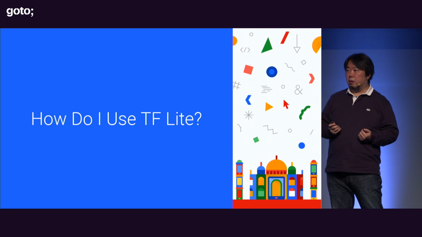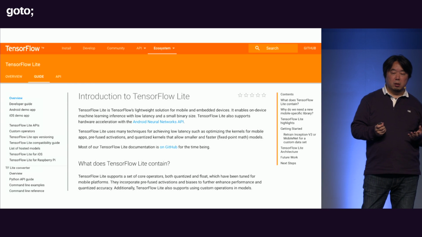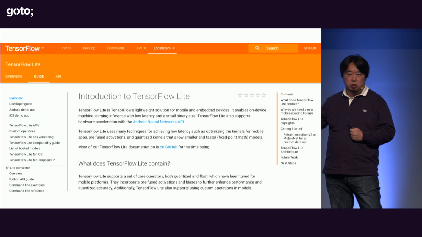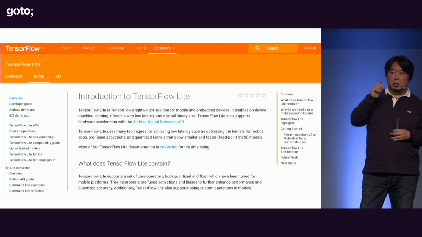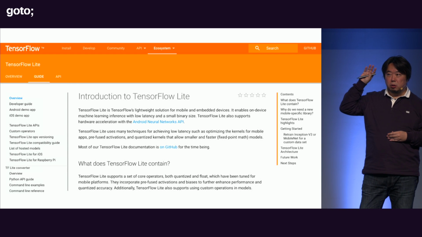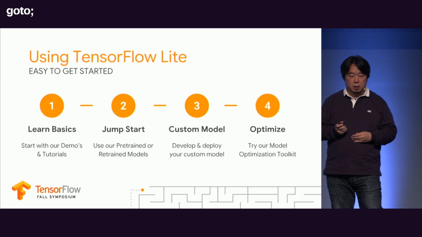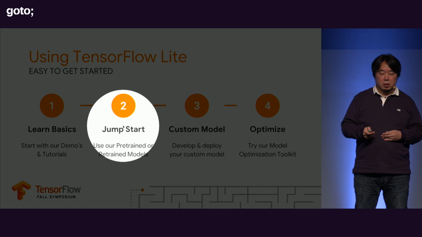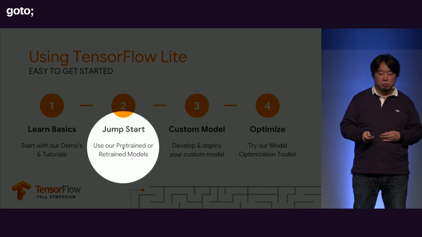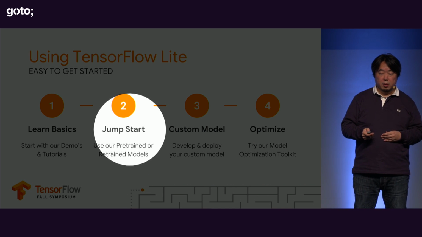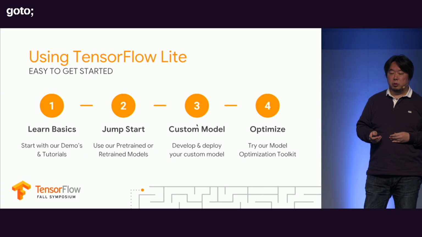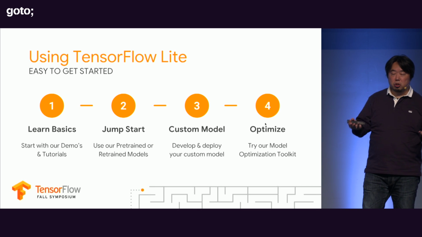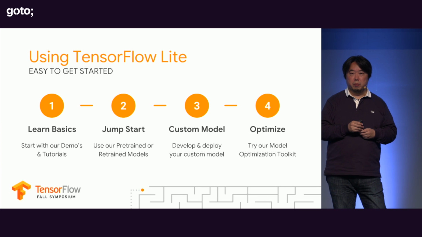So if you want to use TensorFlow Lite for your mobile applications, how can you start with TensorFlow Lite? The easiest way is to go to the documentation of the TensorFlow Lite website. It's under tensorflow.org. So there are a bunch of documentation and sample tutorials you can access. You can go to the demonstrations and the tutorials to learn the basics. And you can start using Google's pre-trained models and retrained models with TensorFlow Lite. And if you want to build your own model from scratch, you can also build a custom model. And if you want to bring the technology into production, you may want to apply optimization before launching the product.